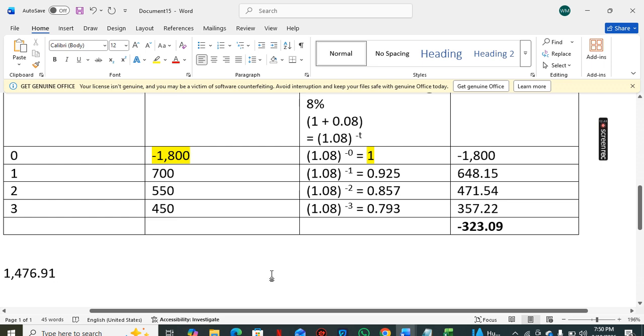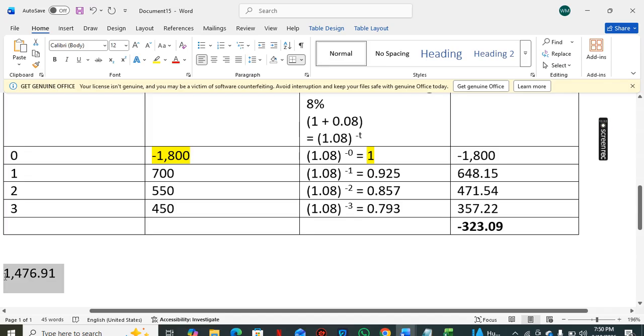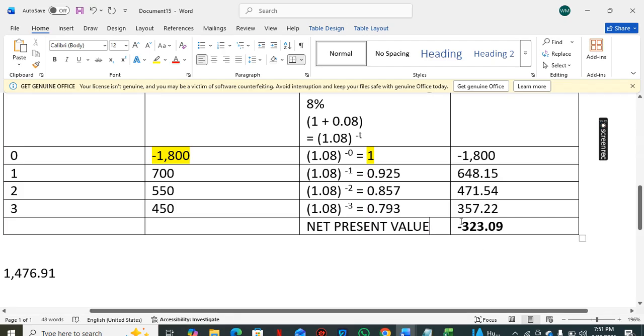Just hold on before I answer your question. So have you seen, colleagues, the total of the money that we're receiving in the future, its total in today's value is 1,476, which is less than the cost. Okay, that's why we've got a negative net present value. So whenever you get a negative net present value, you reject the project, because this represents a loss.